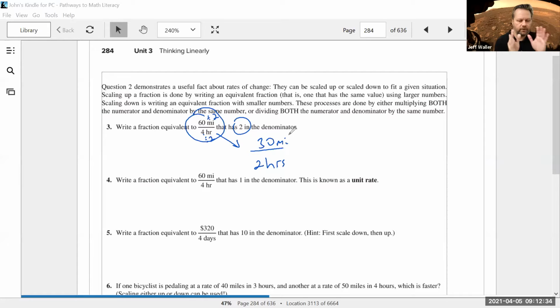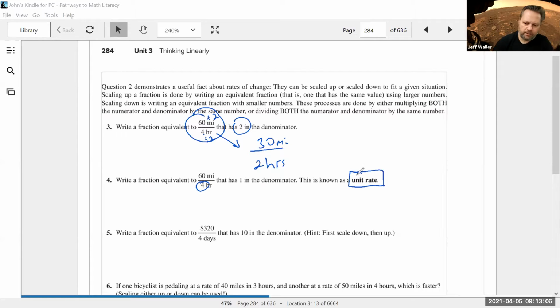All right, let me stop and really make sure everybody's with me. Once I've got a ratio set up, the only way to make it stay the same numerically is to do the same thing to the bottom and the top. I have to either divide both of them by something or multiply both of them by something. So what about this? The unit rate is if the bottom is 1.